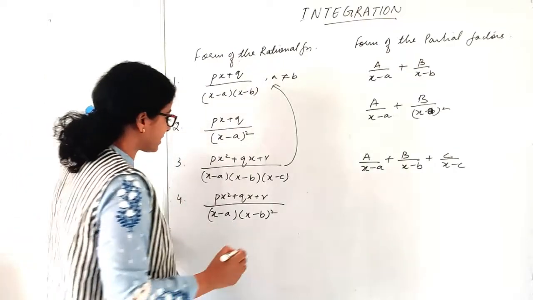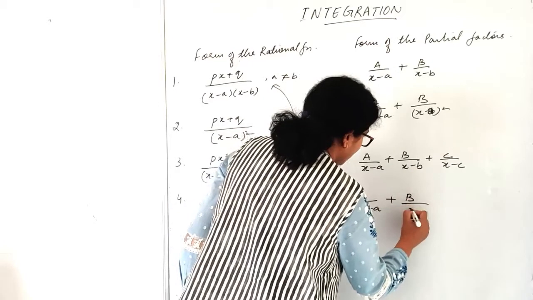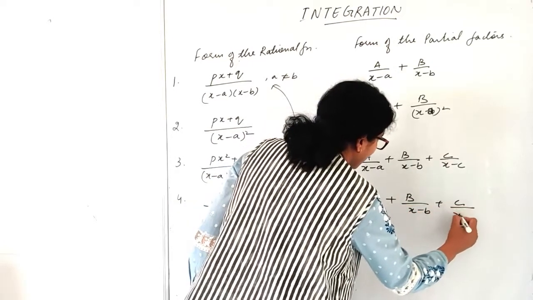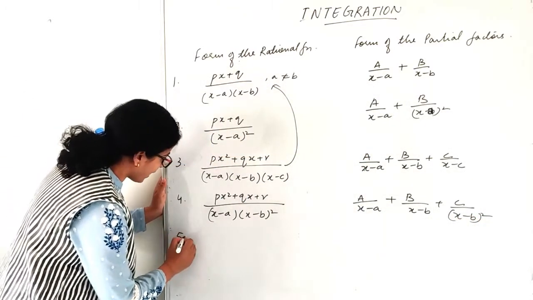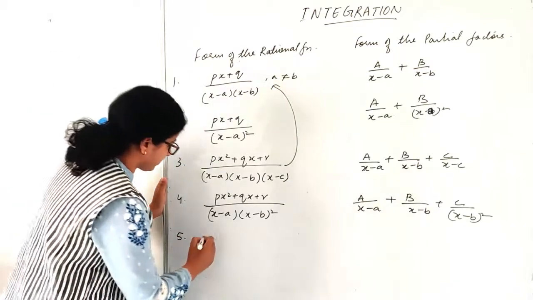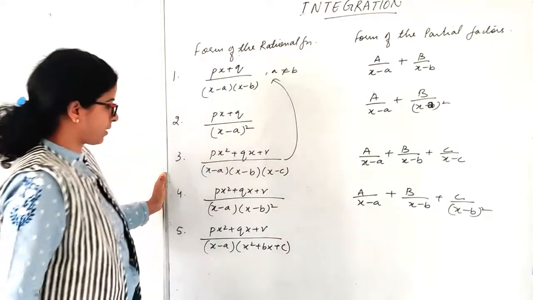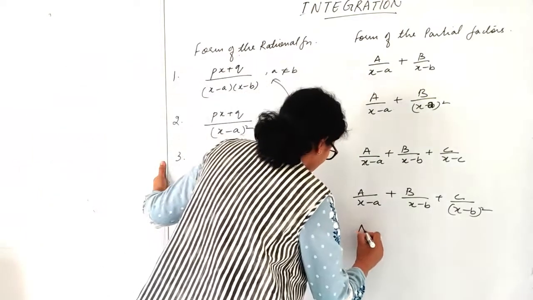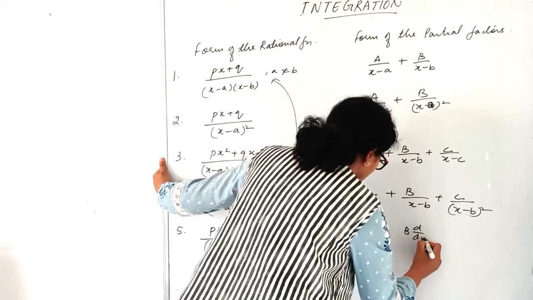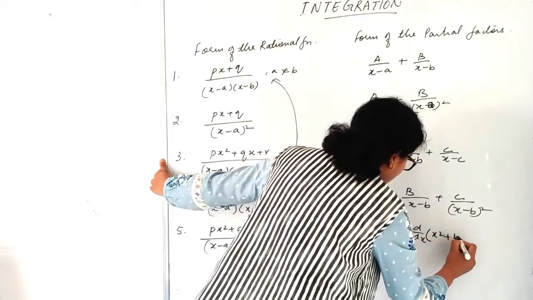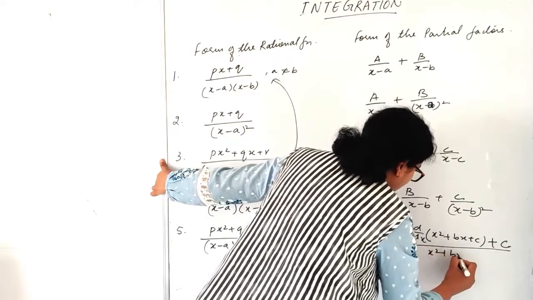Right? So in that case, how am I going to write? A upon x minus a, plus b upon x minus b, plus c upon x minus b whole square. Is that clear? Now if I have a quadratic in the denominator, okay, so how can I write? I can write a upon x minus a plus b d upon dx of x square plus bx plus c, upon x square plus bx plus c.